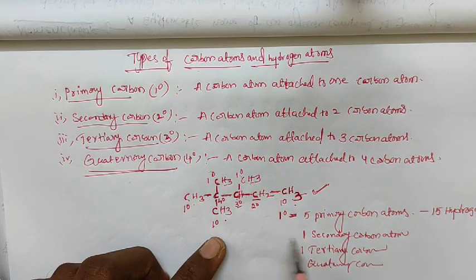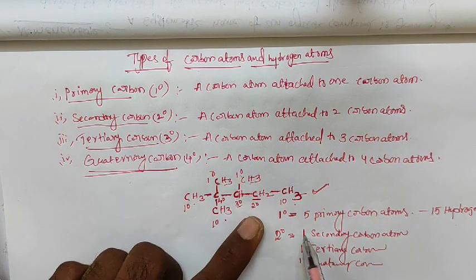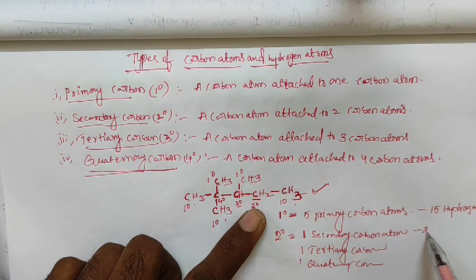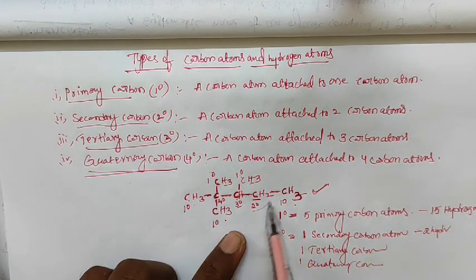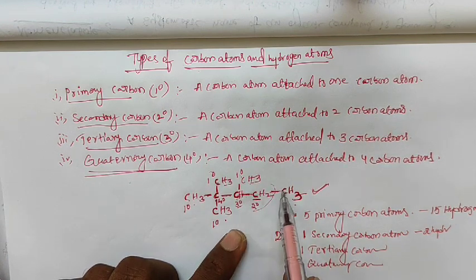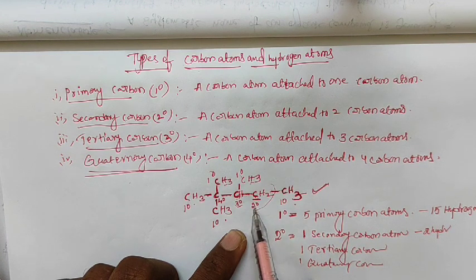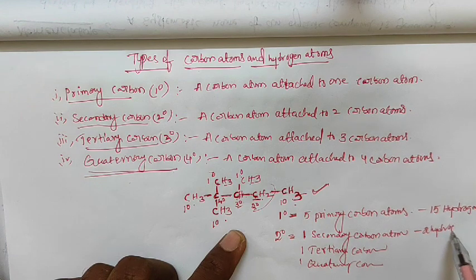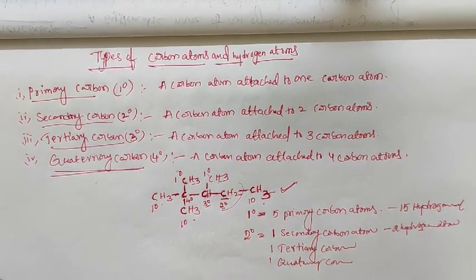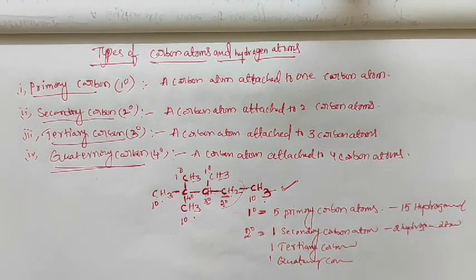Now secondary carbon atoms. Secondary carbon atom is 1, and hydrogen atoms are 2. This is a secondary carbon atom because this carbon atom is attached to 2 carbon atoms, right? A secondary carbon atom has 2 hydrogen atoms.